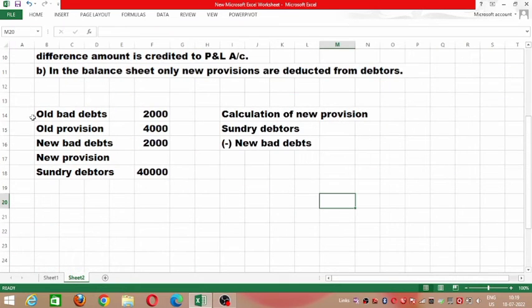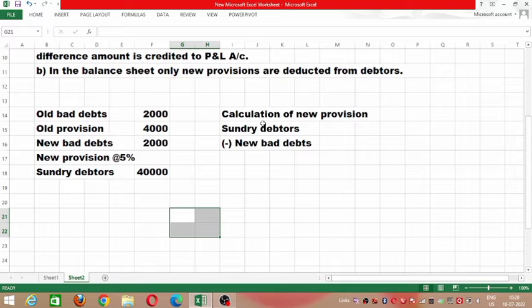Let's write down the information they have given. Old bad debts 2,000, old provision 4,000, which they have given in the particulars. New bad debts, or further bad debts, they have given in the adjustment, 2,000. New provision they have asked us to prepare at the rate of 5% on the sundry debtors. So the sundry debtors amount is 40,000.